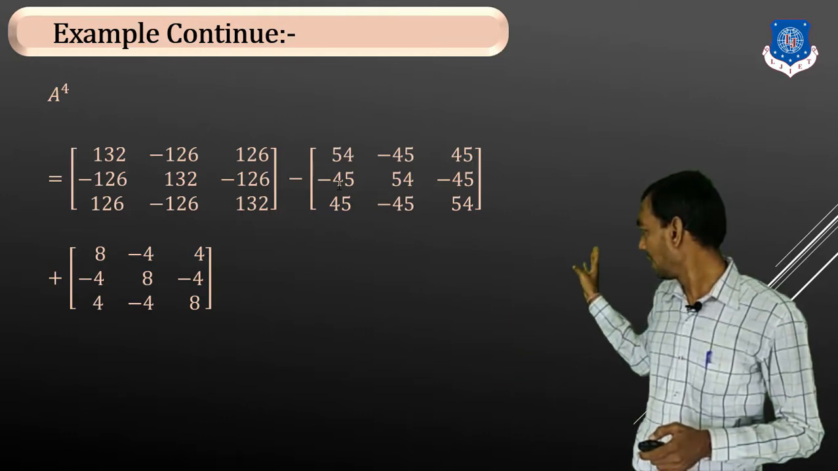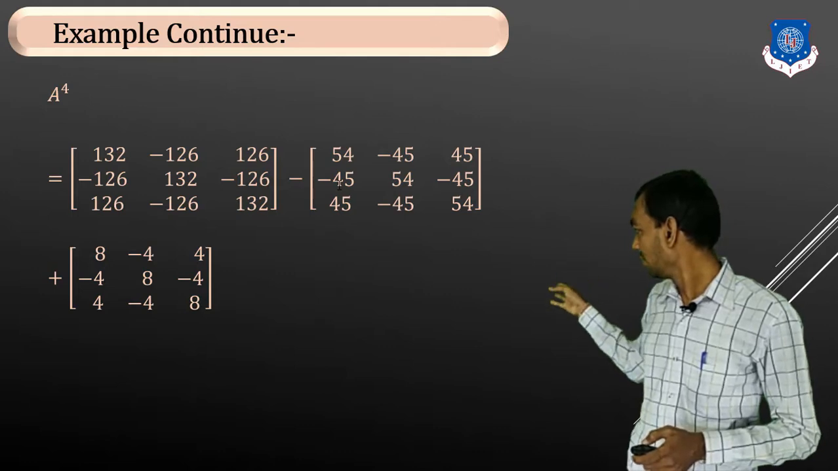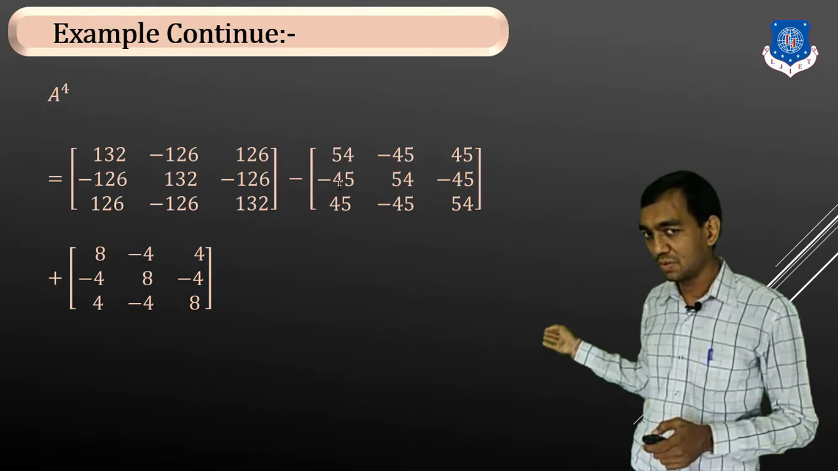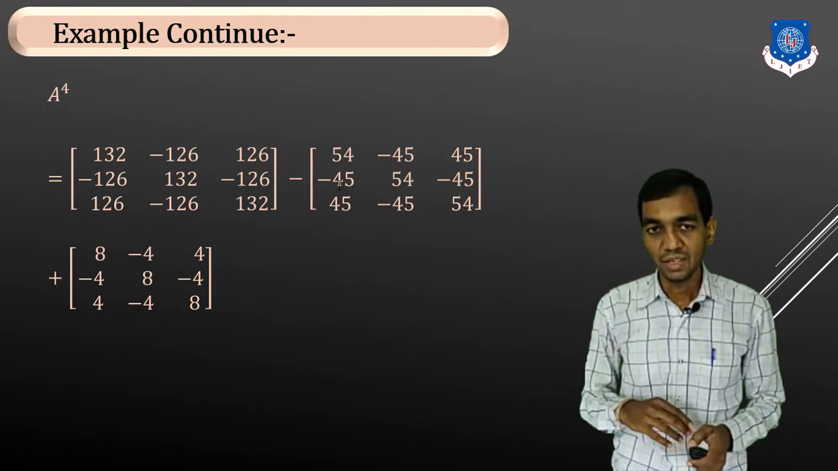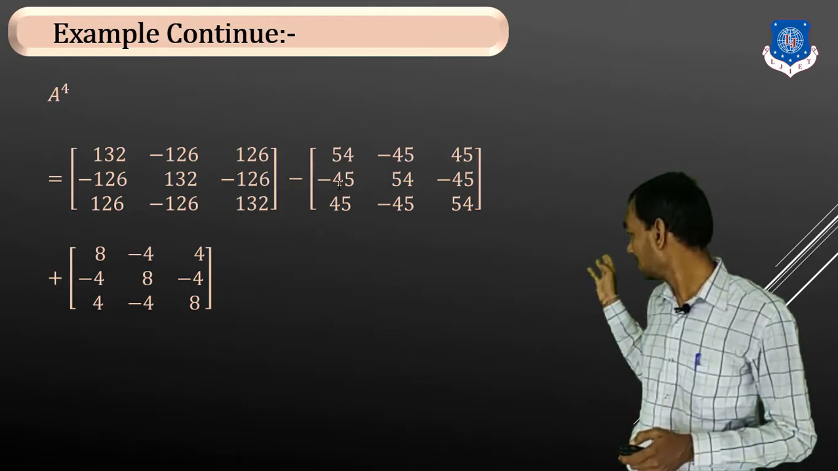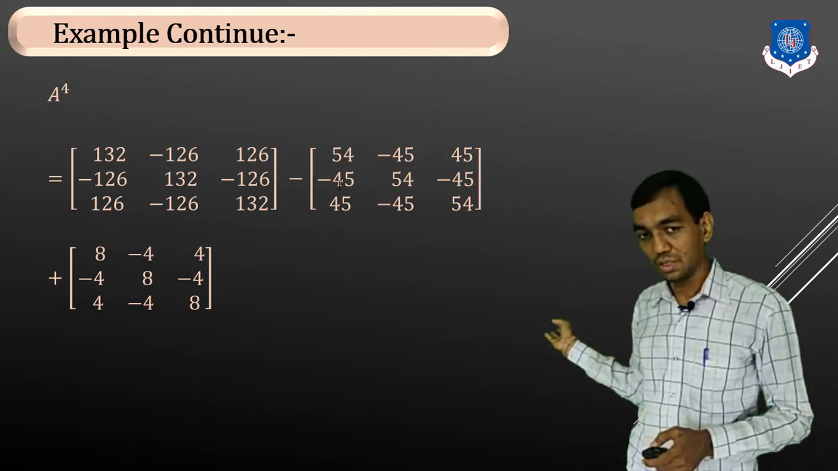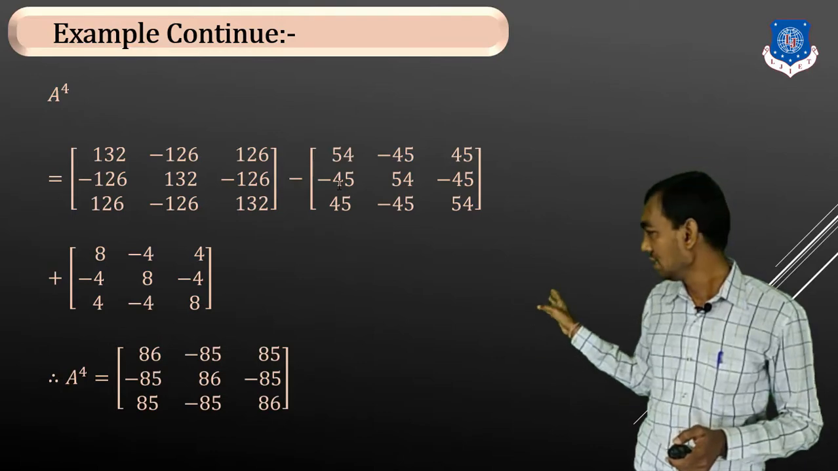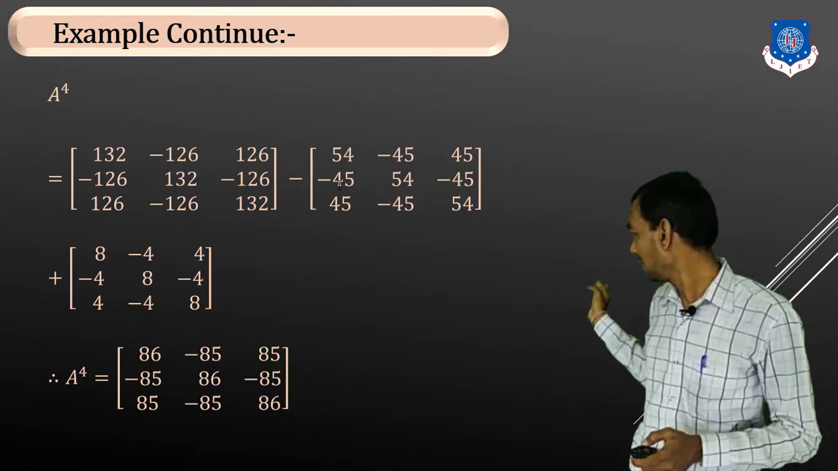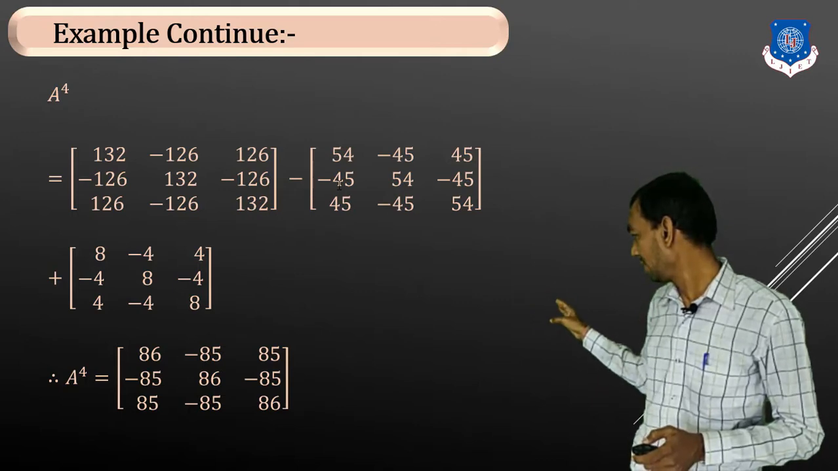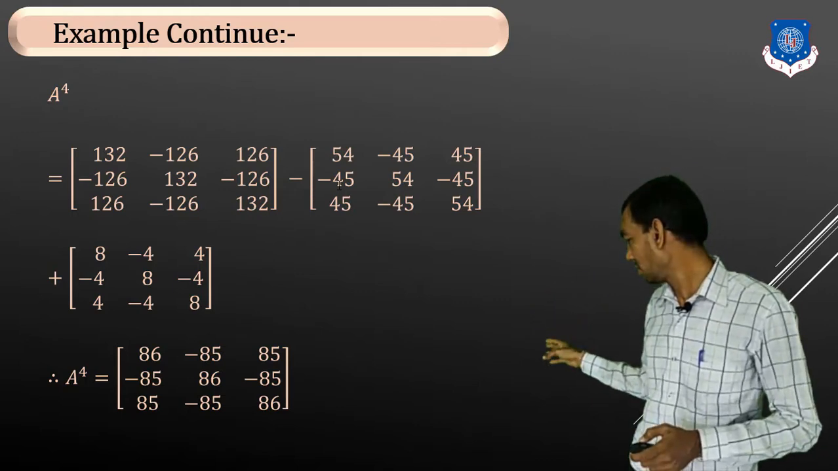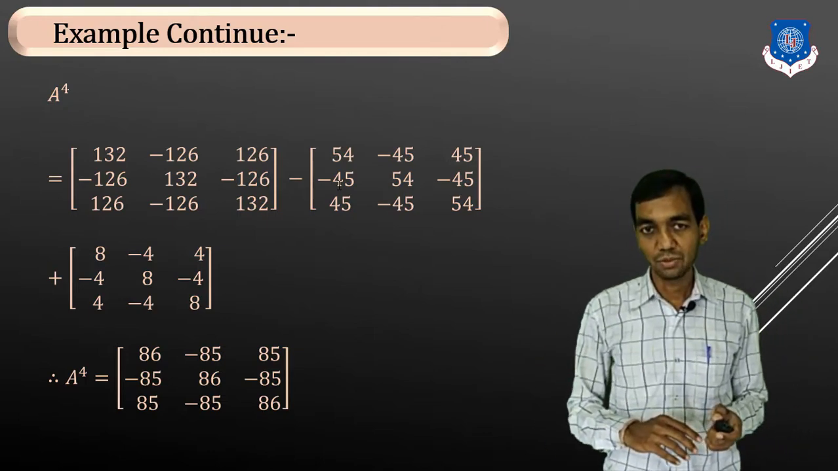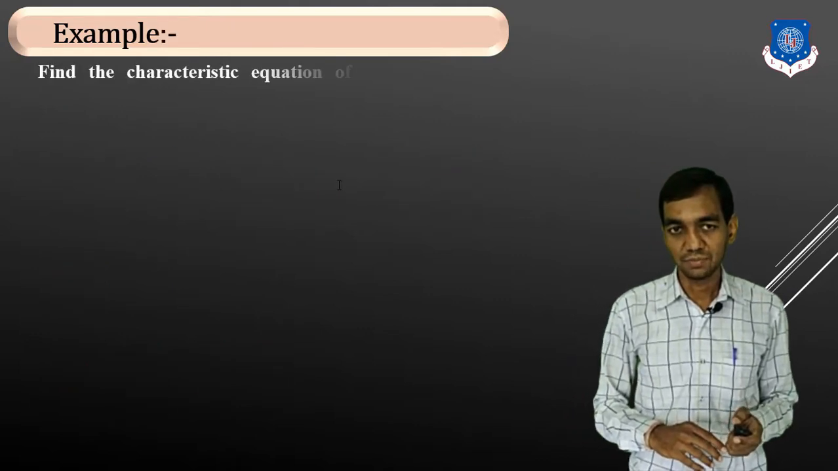Minus 54, minus 45, plus 45. Minus second row is minus 45, 55, 54, minus 45, and last row will be 54, minus 45 and 54. And plus the last matrix we have 8, minus 4, 4; minus 4, 8, minus 4; and 4, minus 4, 8. Simplifying the right hand side, that will give you A raised to 4 is equal to 86, minus 85, 85. Second row is minus 85, 86, minus 85. Third row will be 85, minus 86 and 86. Okay, so these are the values of A raised to 4 and A inverse.